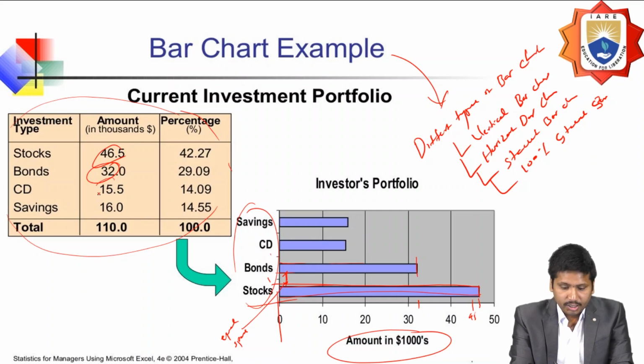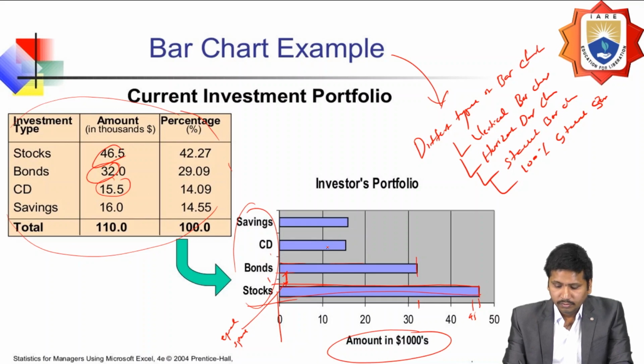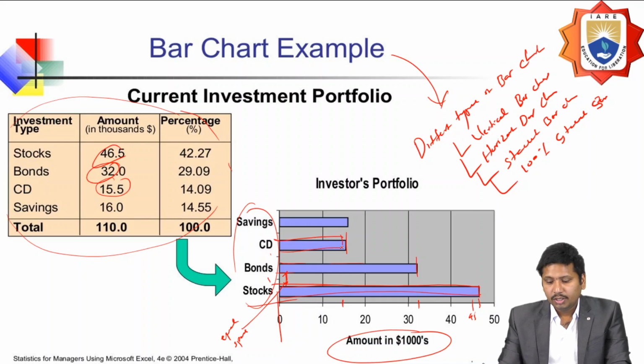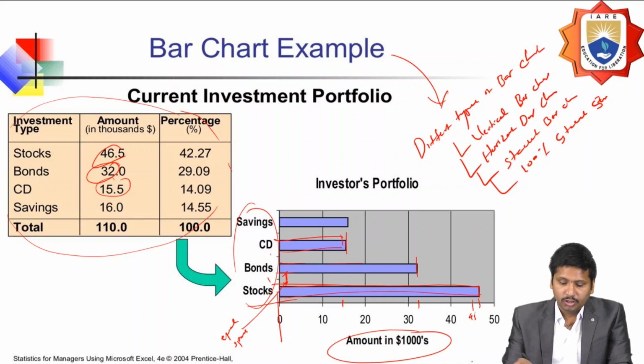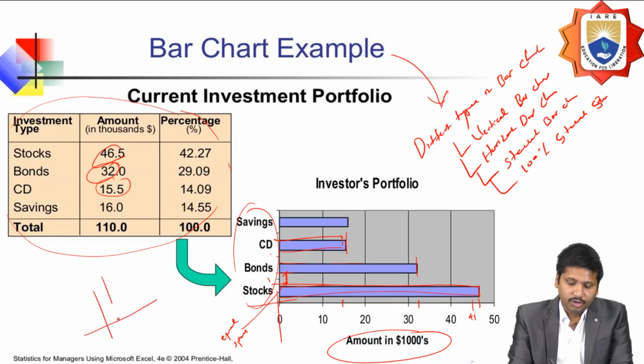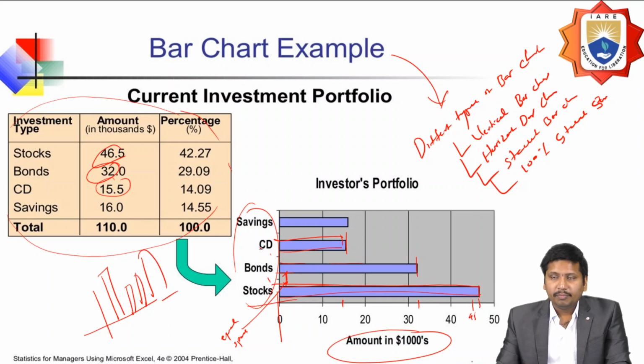And similarly for CD, how much current deposits? 15.5. So 15 is this one, 0.5 I'm going to mark, and then I'm going to draw. The same thing can also be drawn in the form of vertical bars. So what is the best way of representing the bar chart? We can consider it here.